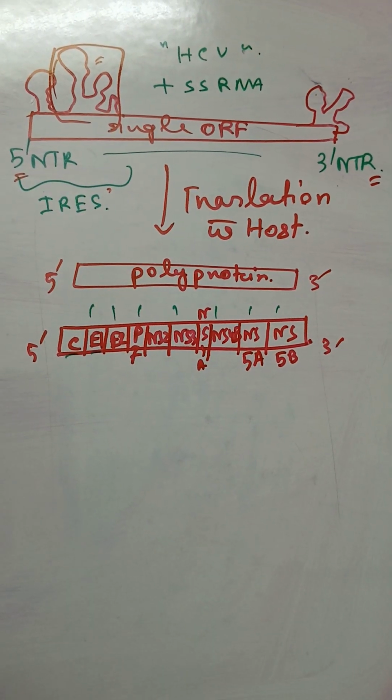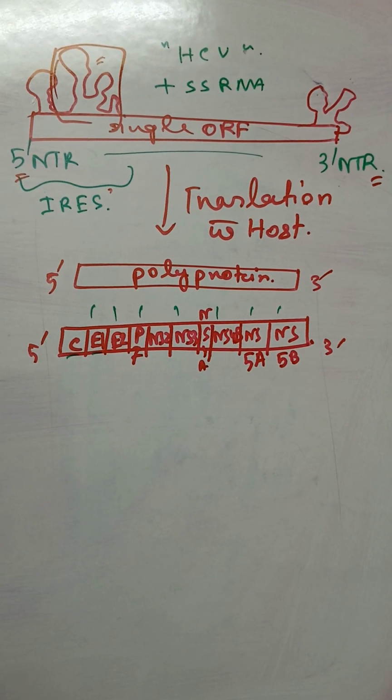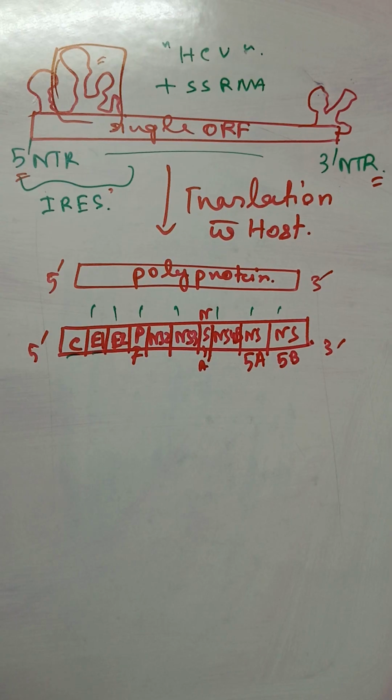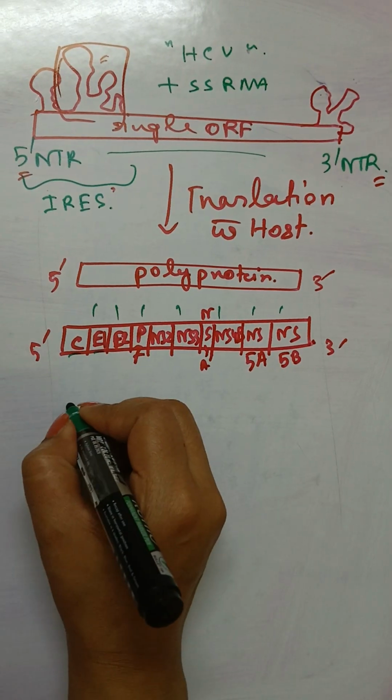It's a single open reading frame which will give rise, after translation, to a large amount of single polyprotein, and after the proteolytic cleavage and post-translational modifications, it will give rise to 10 different proteins. So what are the proteins? I'll first write it down.